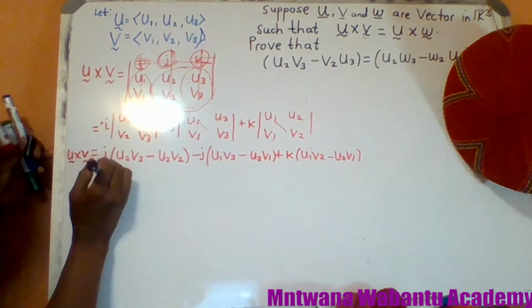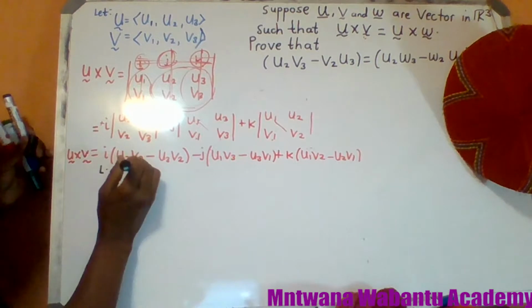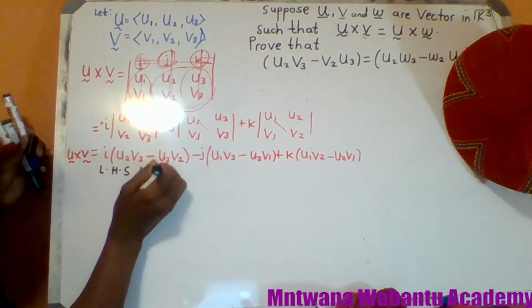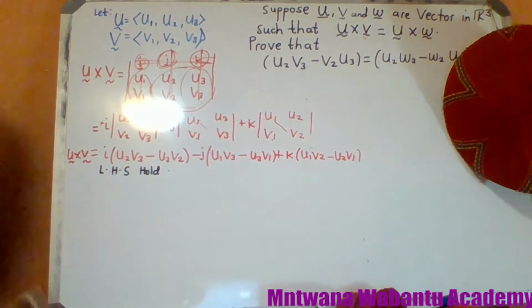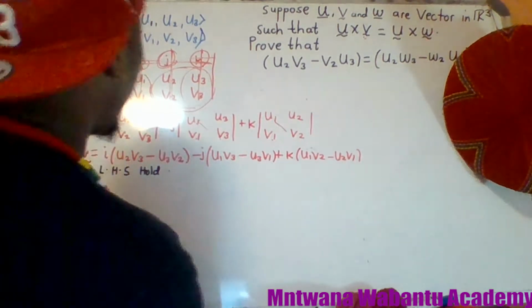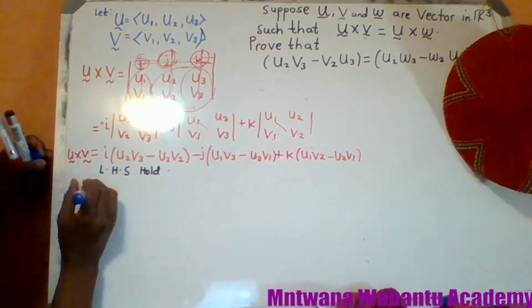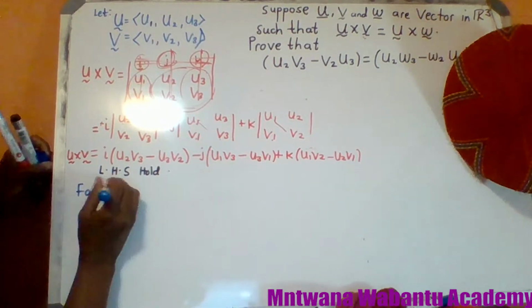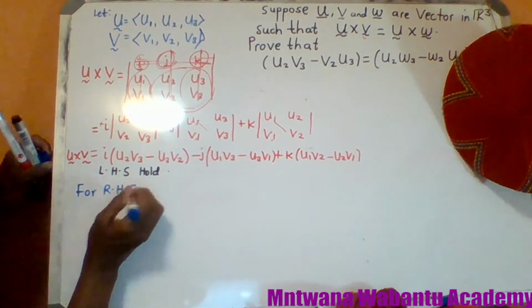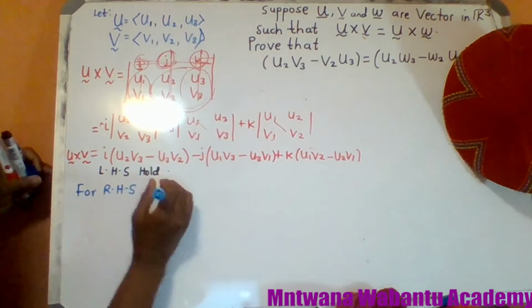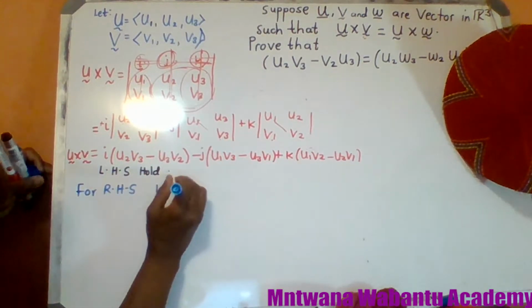So for the first part, this one is U times V, which means U vector cross V. I'm going to do the same thing, but now I have to go to the right hand side. So this is the left hand side, and it holds for the left hand side.